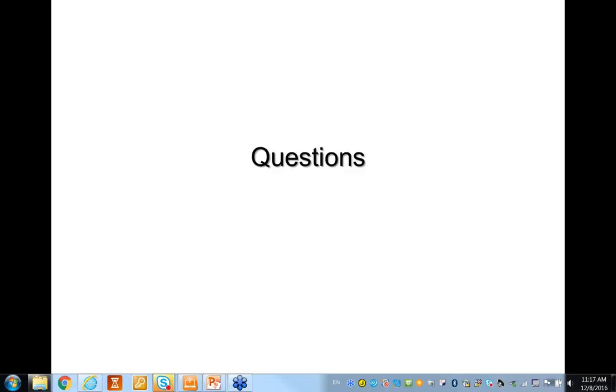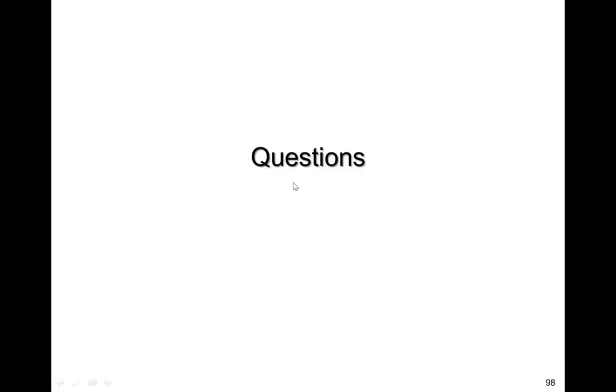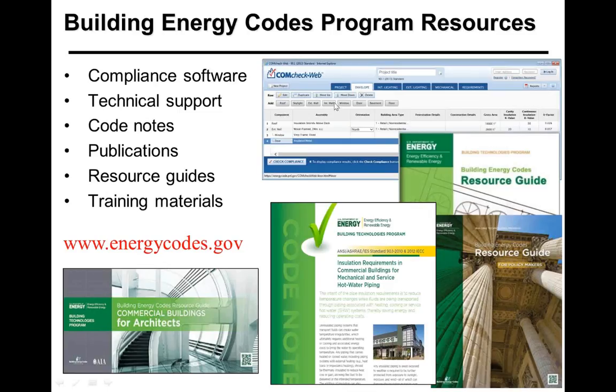A couple of resources on the next slide. Thank you to the Department of Energy Building Energy Codes program, and a couple of refresher items that are out on their website. There is compliance software. COMcheck software shows compliance for commercial buildings. We do have technical support where you can submit questions on the national energy codes and support for our software tools. There are code notes available, specific code notes on specific code requirement provisions for commercial and residential on the energy code. We have several publications, energy cost analyses that have been done for the states and so forth.